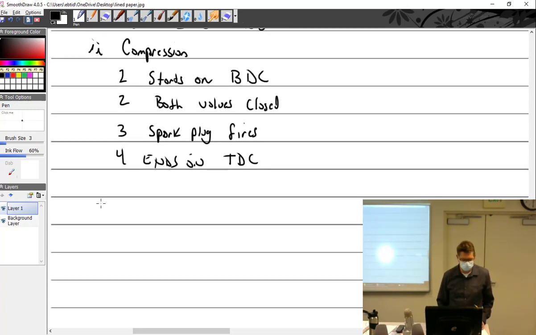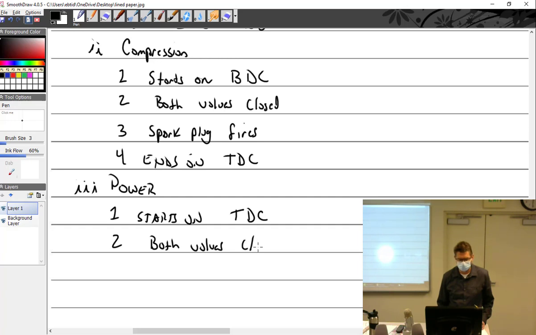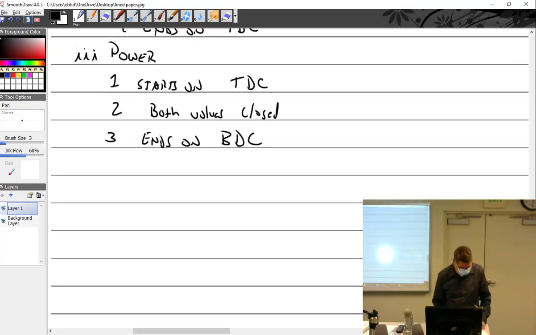What's after compression? Ignition? Power? No, ignition is not a stroke. Power starts on top dead center. Both valves closed. It ends on bottom dead center, BDC. All right, you're getting it.